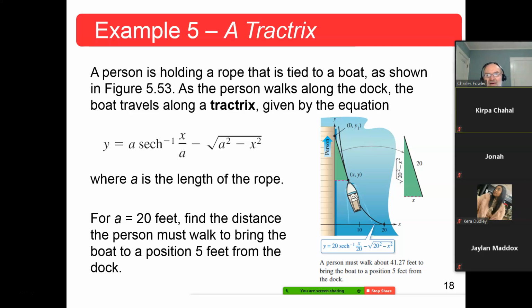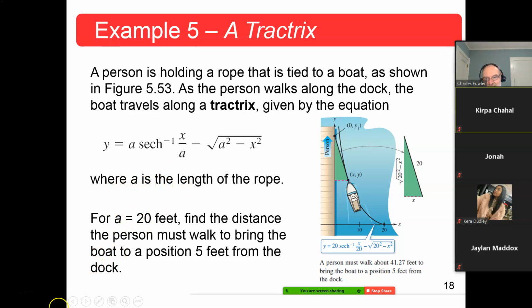Now, the tractrix. A person is holding a rope that is tied to a boat, as shown here. As the person walks along the dock, looks like he's going to fall off in a little while, but let's not do that. The boat travels along a tractrix. If the boat was out here to begin with, and the person was here, and now pulls here, it's pulling the boat along what they call a tractrix. That's the track. And here is the equation that gives you that tractrix.